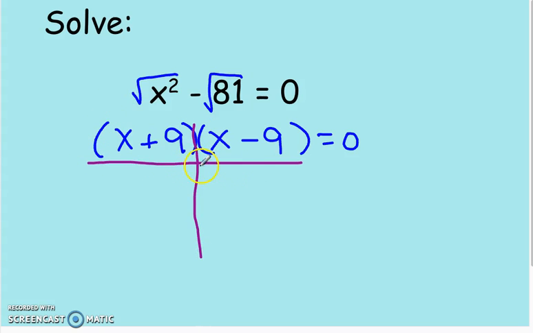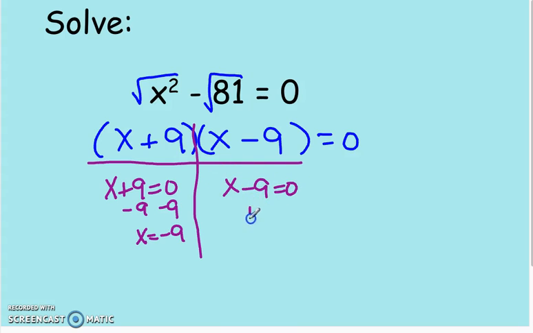And so I make what looks like a T, and over here I say, okay, x plus 9 has to equal 0. And so if I subtract 9 on both sides, then x has to equal negative 9. On this side, x minus 9 has to equal 0. And if I add 9 to both sides, then x has to equal positive 9. And so my two answers are negative 9 and positive 9 in squiggly brackets.